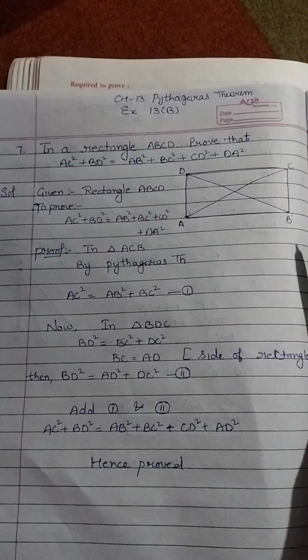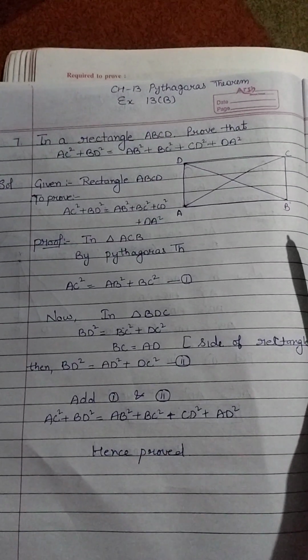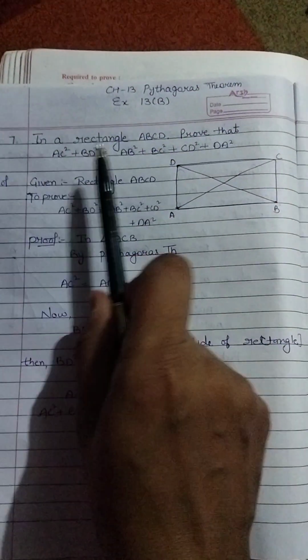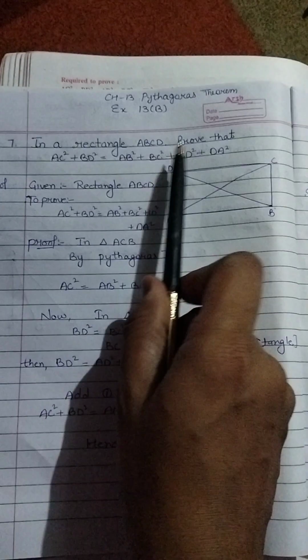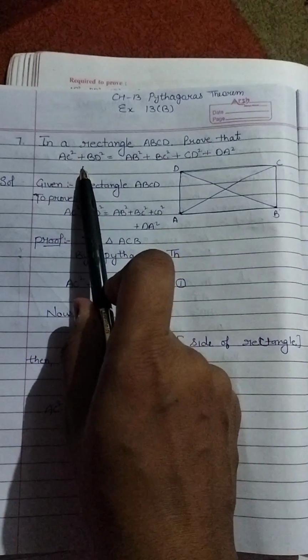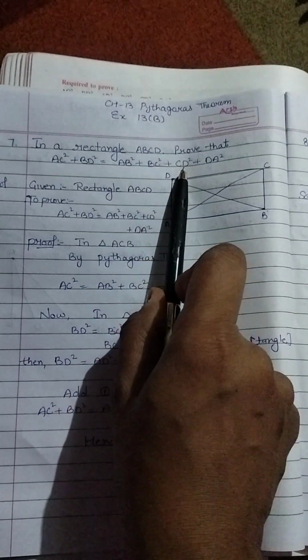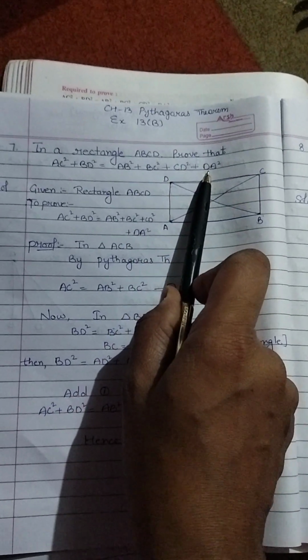Good evening, students. We solve the seventh question of Exercise 13B of the Pythagoras theorem. The question is: in a rectangle ABCD, we have to prove that AC square plus BD square is equal to AB square plus BC square plus CD square plus DA square.